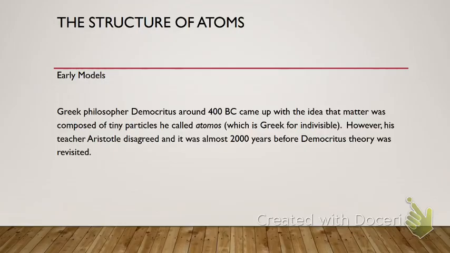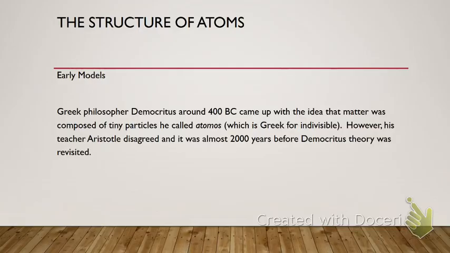Okay, so the structure of the atom, early models. The first person to ever come up with anything about the atom was a Greek philosopher by the name of Democritus. In around 400 BC, he said, remember, these are philosophers, so they're just sitting around thinking about stuff, I think that all the matter in the world is composed of tiny little particles that he called atomos, which was the Greek word for indivisible.